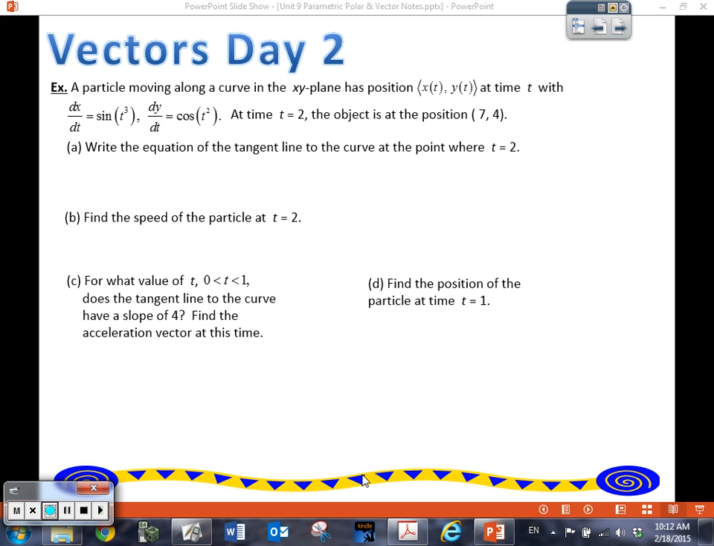Okay guys, let's take a look at today's lesson. This is Vectors Day 2. This marks the end of our work with parametrics and vectors. We'll move into polar tomorrow.